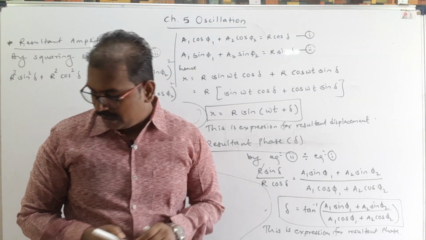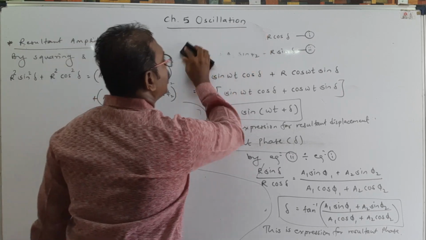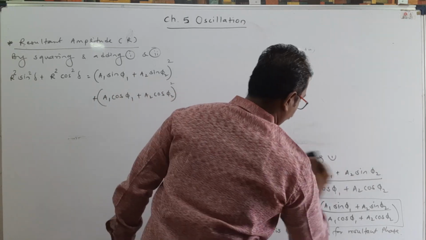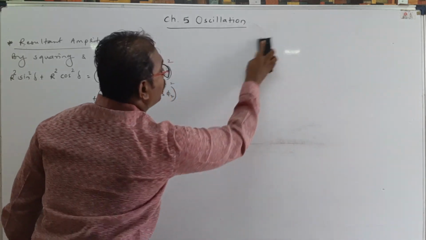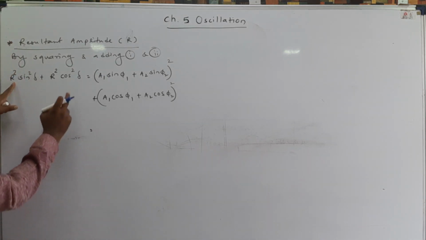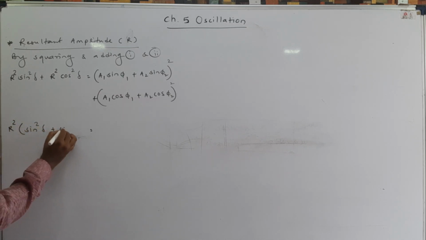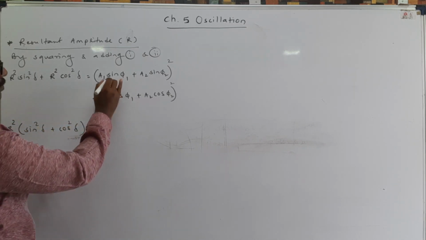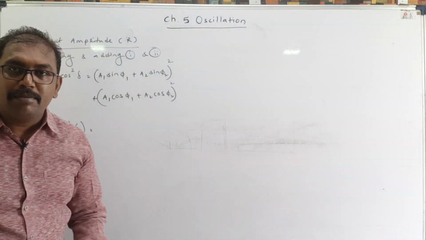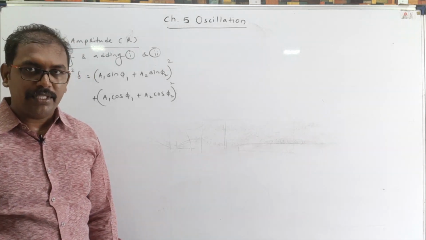Now I can erase the other part of the board. We require more space here, so I will erase this one. Okay. Now here, after doing this square, R square is common, so I can take R square common. In a bracket: sin square delta plus cos square delta. Now, square of this, I can expand by using (a plus b) whole square. You know that (a plus b) whole square is a square plus 2ab plus b square.